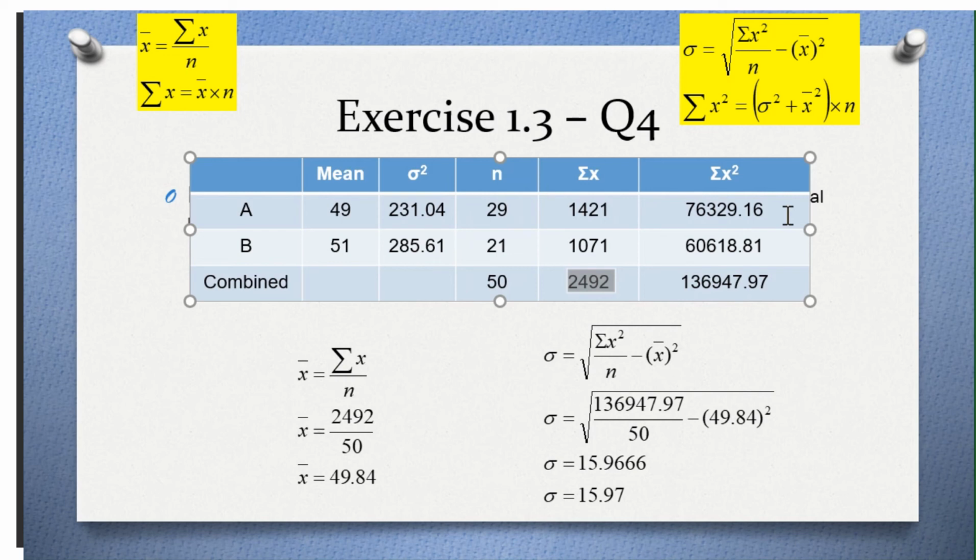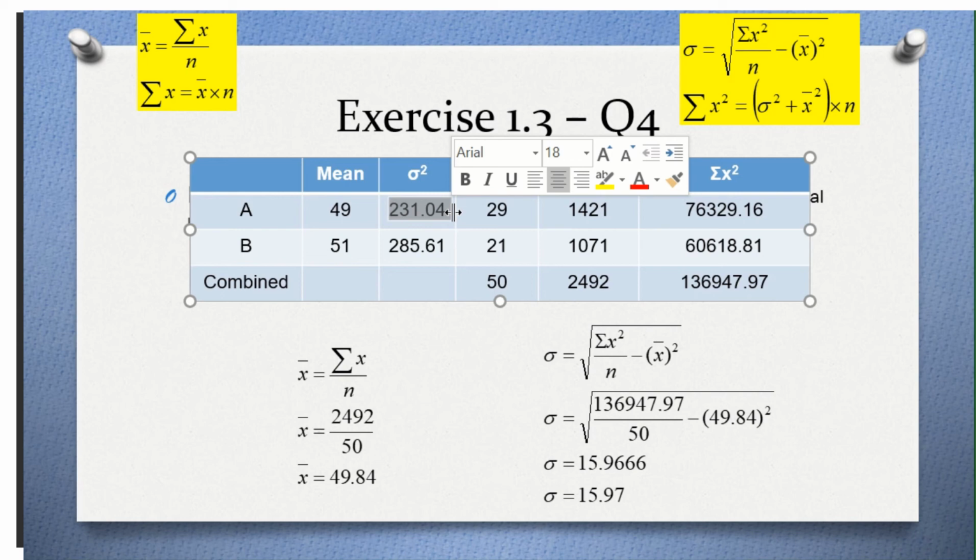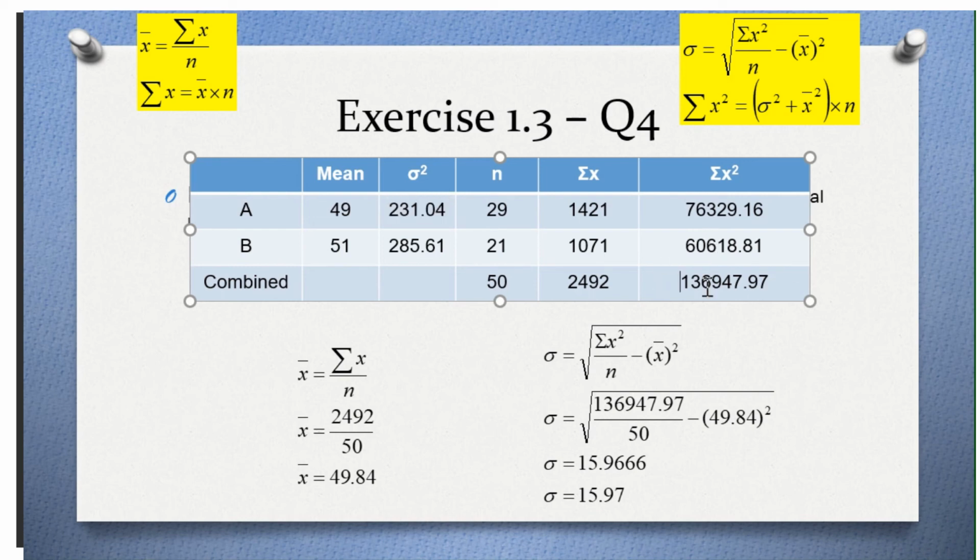How to find sigma x squared? Since this is already variance, you don't need to square again. Please don't go and square it again. You're going to get a wrong answer. It's already variance. This plus this, the whole thing times n, put it here. This plus this squared, the whole thing times n, put it here. Totally, find your standard deviation. That's it.